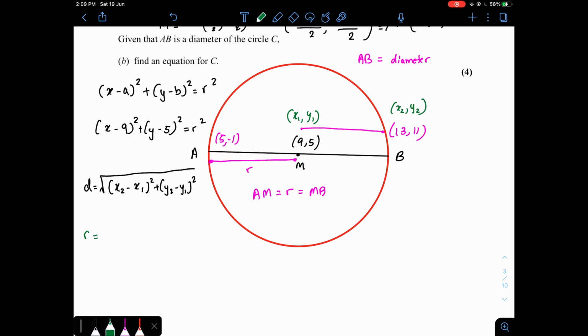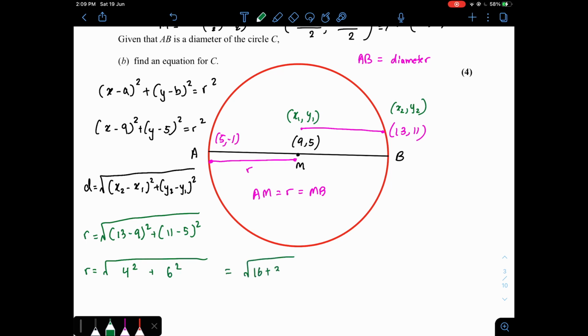Okay, so this would be the square root of 13 take away 9 squared plus 11 take away 5 all squared. So R equals, 13 minus 9 is 4, so 4 squared plus 6 squared, so that will be 16 plus 36, so that would be 52, right?